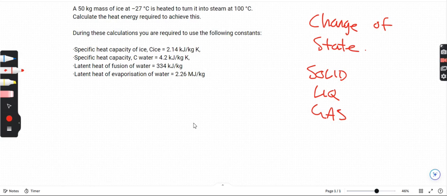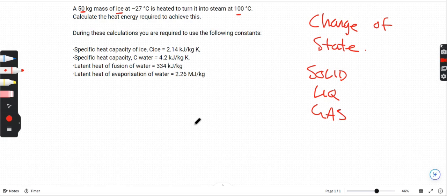First of all, we've got 50 kilograms of ice, or water, because water at minus 27 is ice, right? But we've got 50 kilograms of ice at minus 27, so it's solid. It's heated to turn it into steam at 100. So we want to heat it, melt it, and evaporate it and turn it into steam. Stick it in a turbine or something.